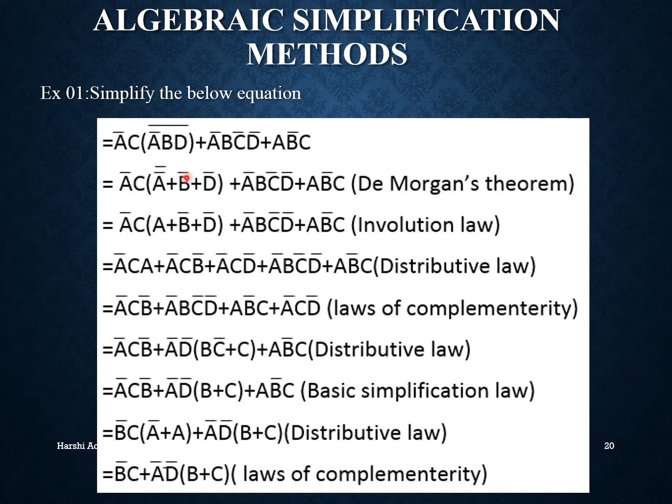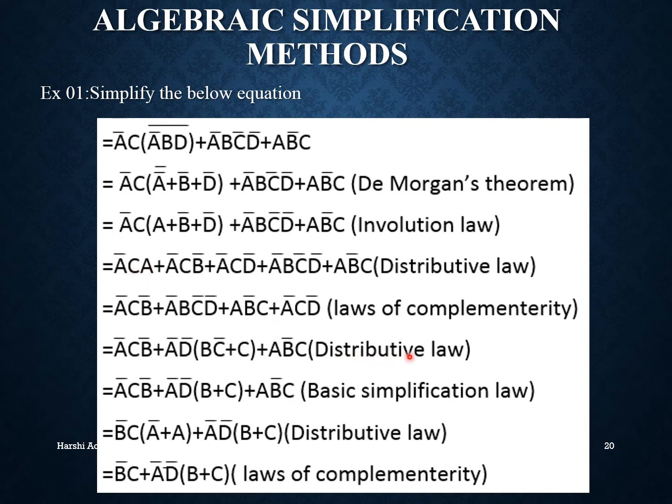this term to this. Now A bar bar, that means A double complement. Then the answer is A, using involution law. Then using distributive law, we can remove the brackets. Then by laws of complementarity, this term comes to 0. Then A bar dot A equal to 0. Then this term is cancelled.